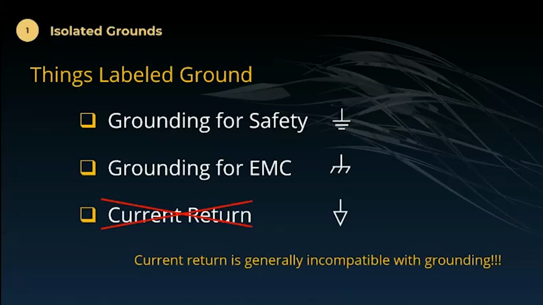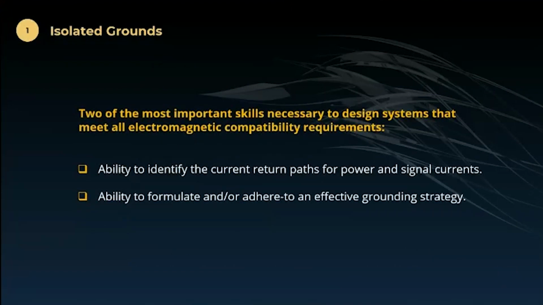Current return and ground are incompatible. And likewise for EMC, current return and ground are incompatible functions. So we have current return conductors and we have ground conductors, but they're not the same conductors. One of the difficult things is that both current return and ground are very, very important concepts.